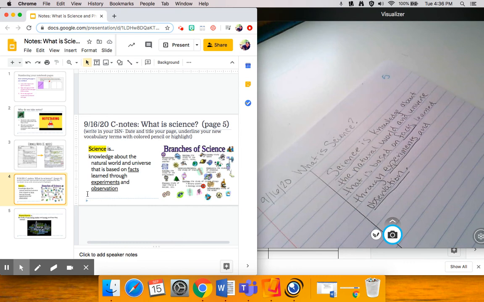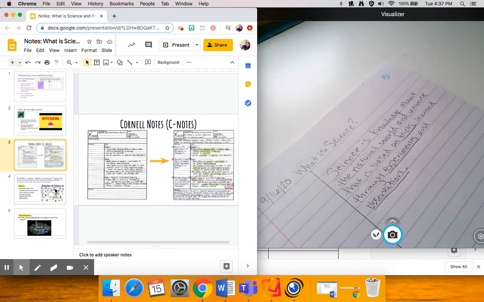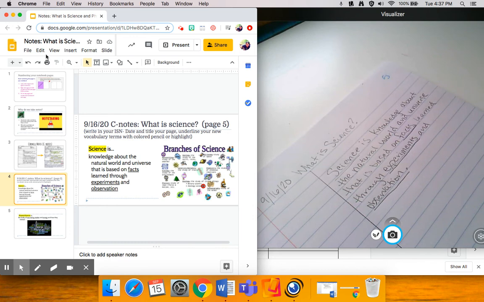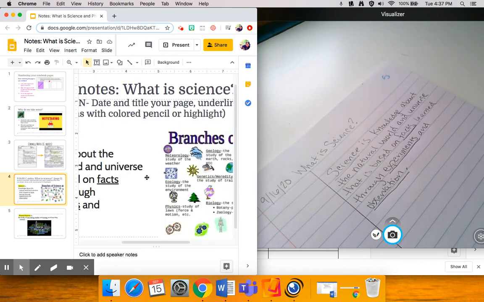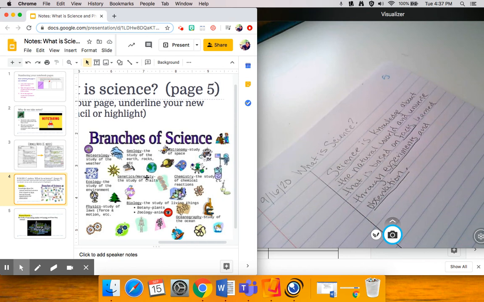All right, that's our first definition. You can also zoom in and see that we've included, well, I can't zoom in here, a picture of different branches of science. So there's a lot of different types of science. Meteorology, if you want to study the weather. Geology, if you want to study the earth and the rocks and earthquakes and volcanoes. Astronomy, if you want to study space and stars and planets.